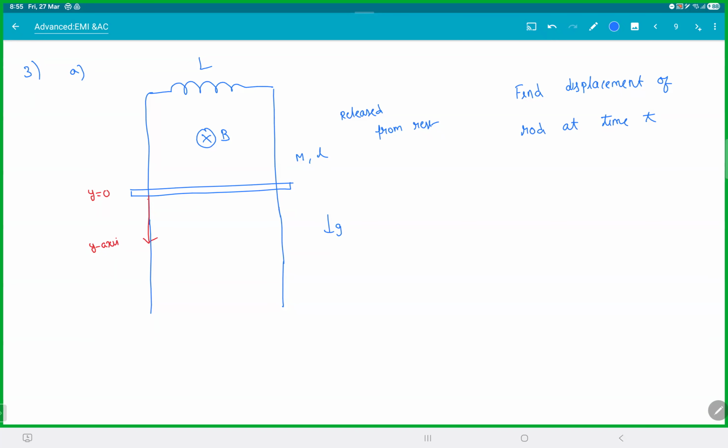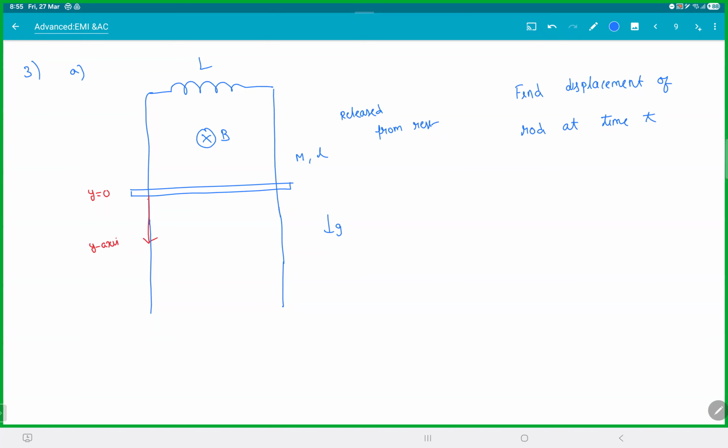What did you even find actually? Displacement. Why is it equal to something? What did you find, Advait? Displacement is equal to something, right? You got g by omega square. Omega is equal to B square L square by ML. What is that? Is that a minus sign? Okay. So you got it in terms of omega: 1 minus cos omega t, where omega is B square L square by ML.